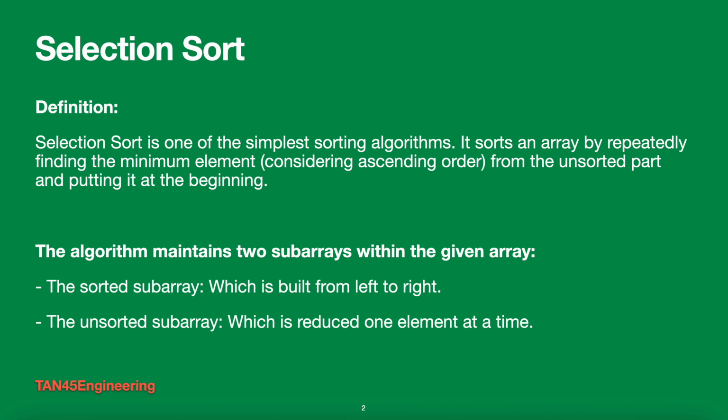Completely in the beginning, the given array is unsorted. One by one, we start forming the sorted array from the left-hand side. So it's an in-memory sorting algorithm.